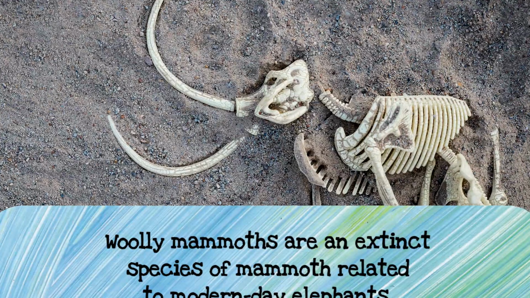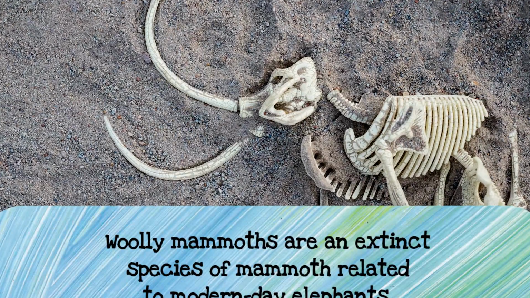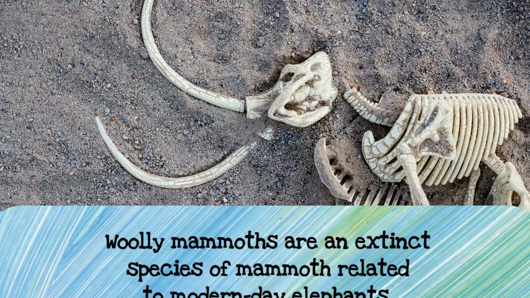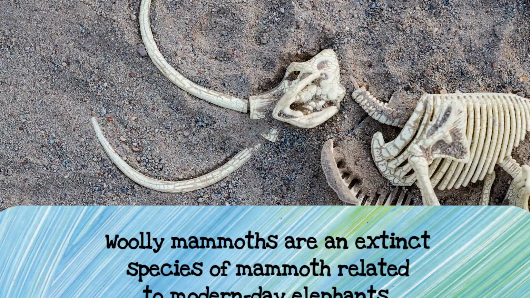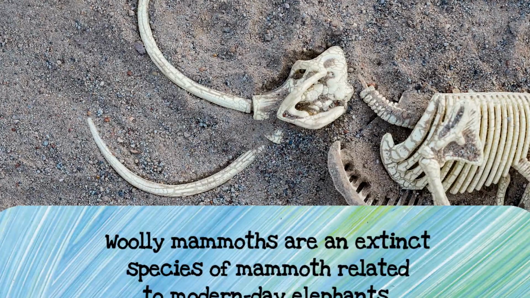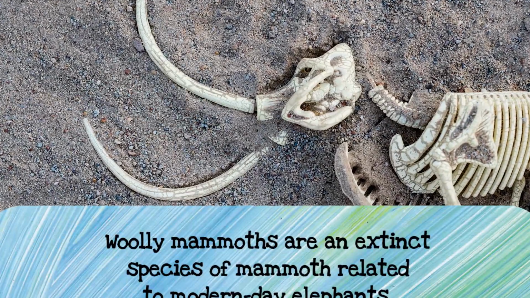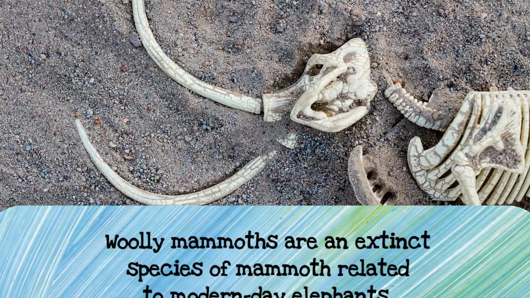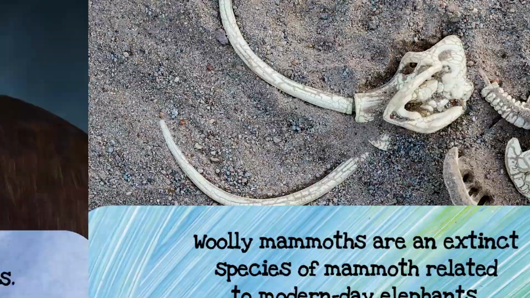Woolly mammoths are an extinct species of mammoth. There are many species of mammoths, like imperial mammoths, all these other different types of mammoths. And mammoths are relatives of modern day elephants. And they had these huge tusks that they would use to push away some of the snow so they could get to those tasty grass underneath and any other plants that they wanted to eat.